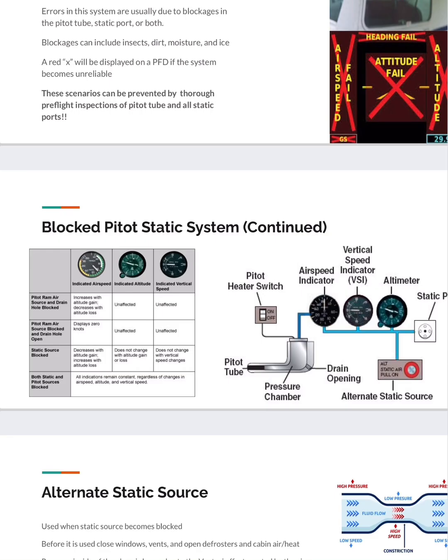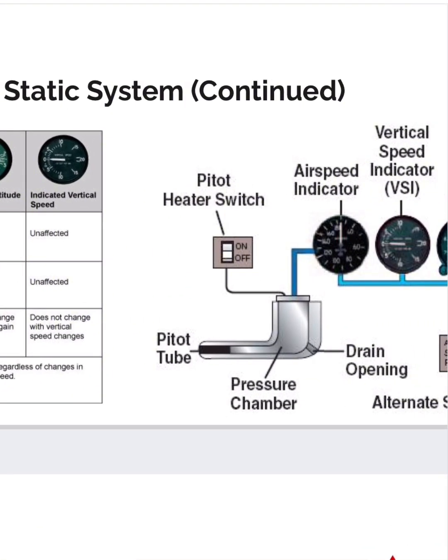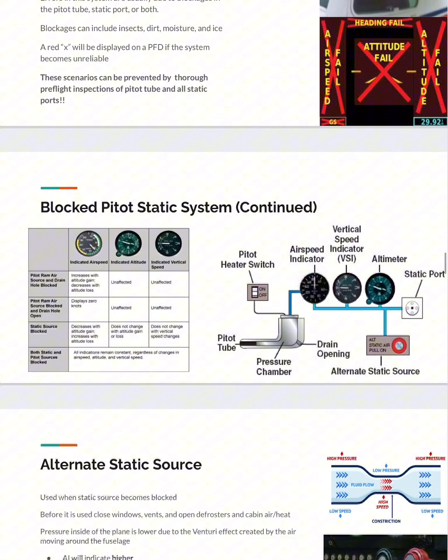If the pitot ram air opening here is blocked and the drain hole, which is there to allow moisture and debris to fall out, gets blocked as well, now we have sealed air inside of this pitot tube. If we start a climb, it's going to want to expand that diaphragm in the airspeed indicator. So our airspeed is going to increase with altitude gain and decrease with altitude loss. We know that the airspeed indicator is the only one connected to the pitot system as well.